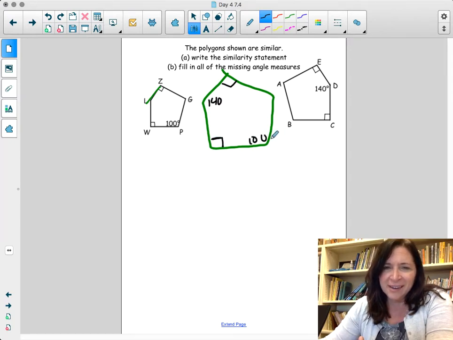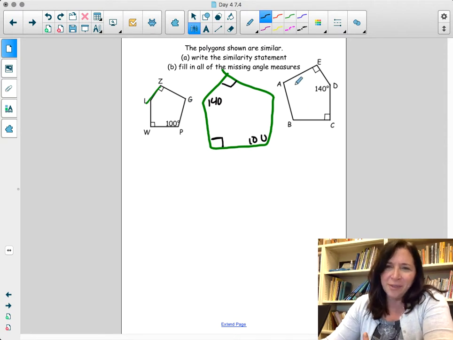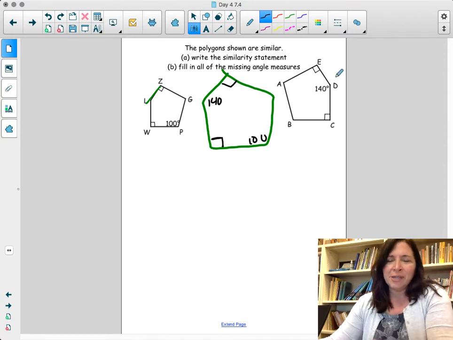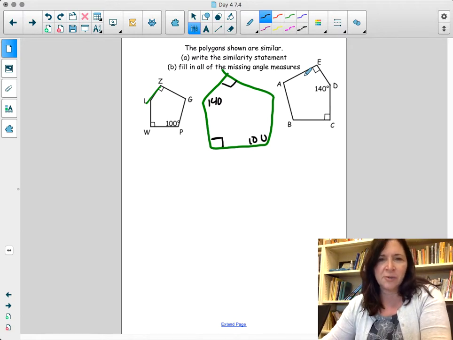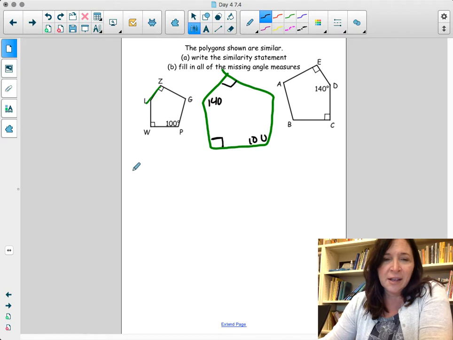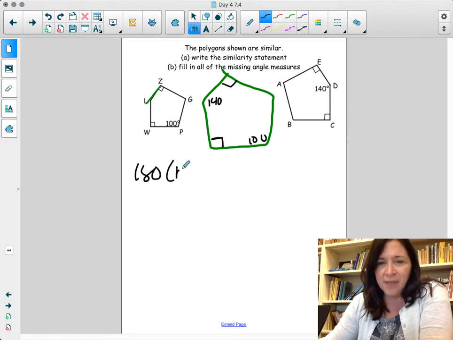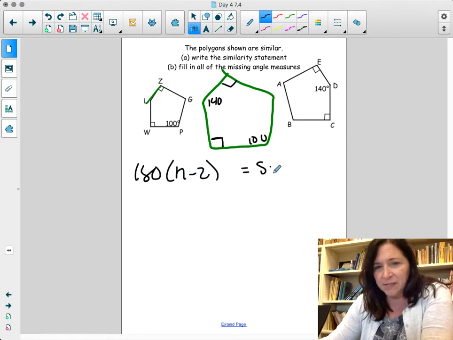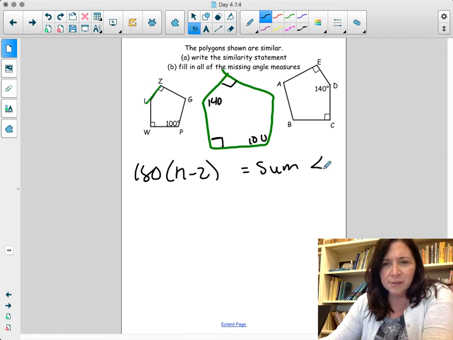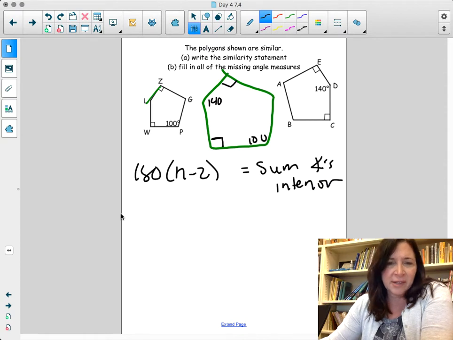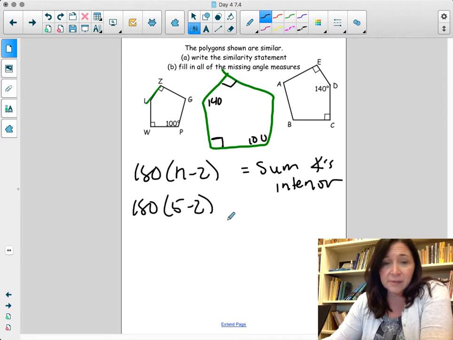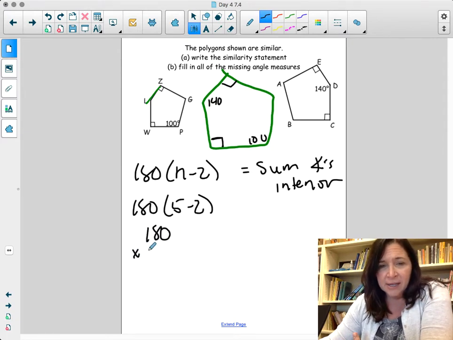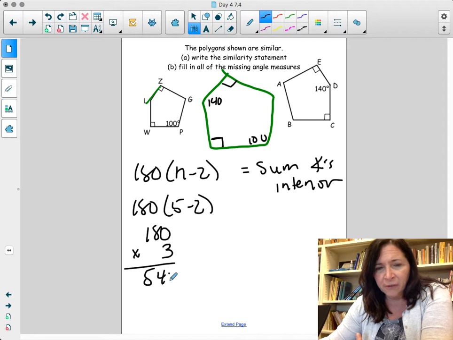Here's 100, etc. So just know that that's how you're going to do that. You're going to fill in the angles by just subtracting from, let's see, what kind of shape is this? 1, 2, 3, 4, 5. So it's a pentagon. So you would go 180 times n minus 2. This is going to give me the sum of the interior angles. Okay. So basically you would go 180 times 5 minus 2, because 5 sides, 5 minus 2 is 3. 180 times 3 is going to give us 540 degrees.